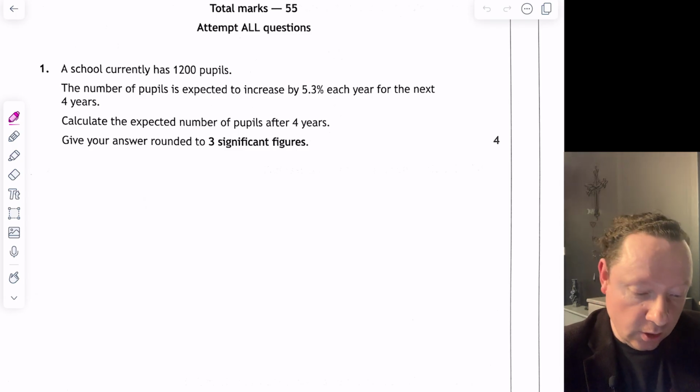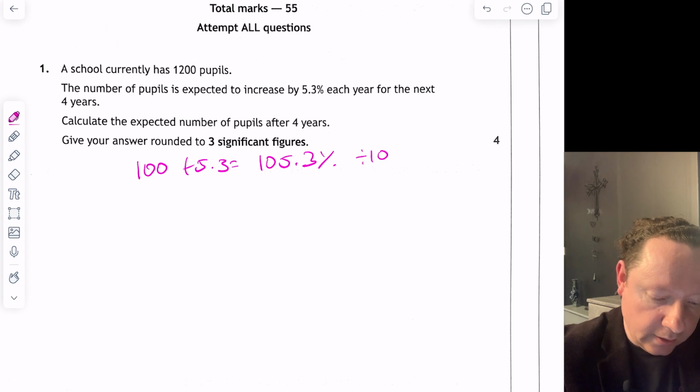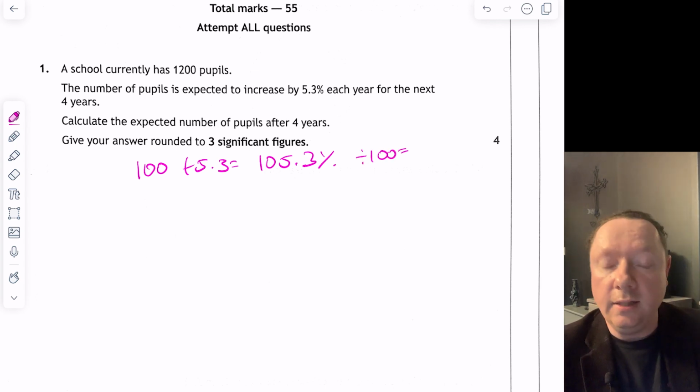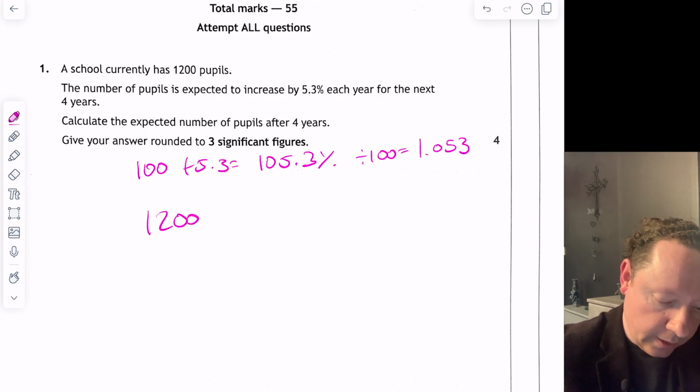So for this question, this is appreciation. So I'll do 100 plus 5.3 to get that percent, which is 105.3%. I divide that by 100 to get it to a decimal. Use a calculator anytime you want, but I know that's 1.053. So now it's just 1,200 times 1.053, and the power is 4.